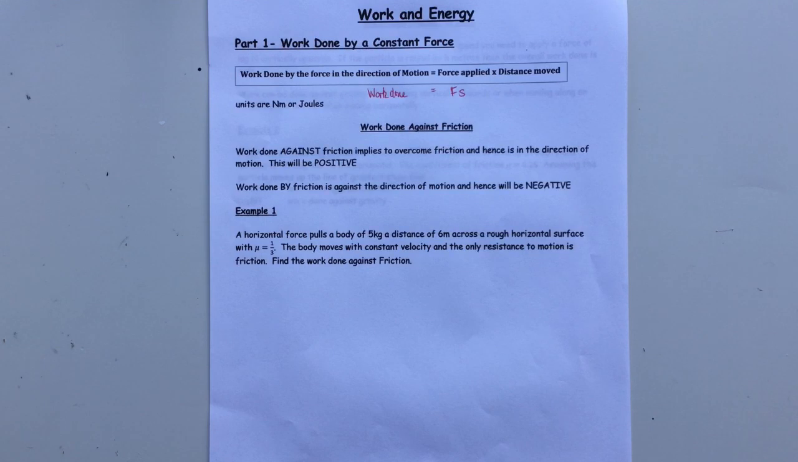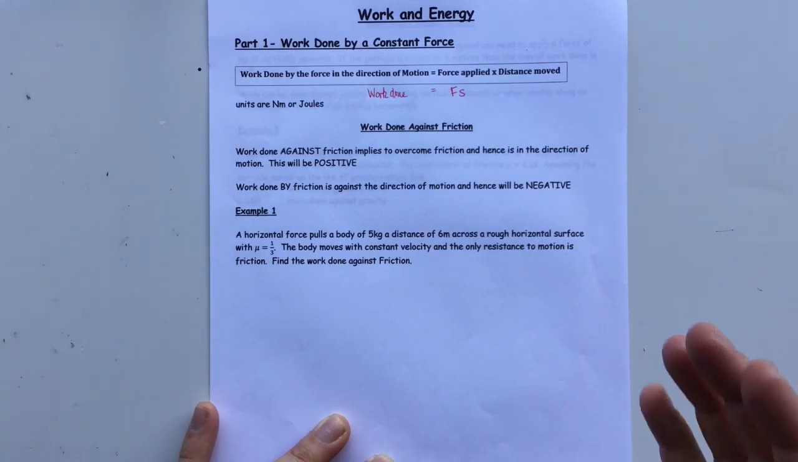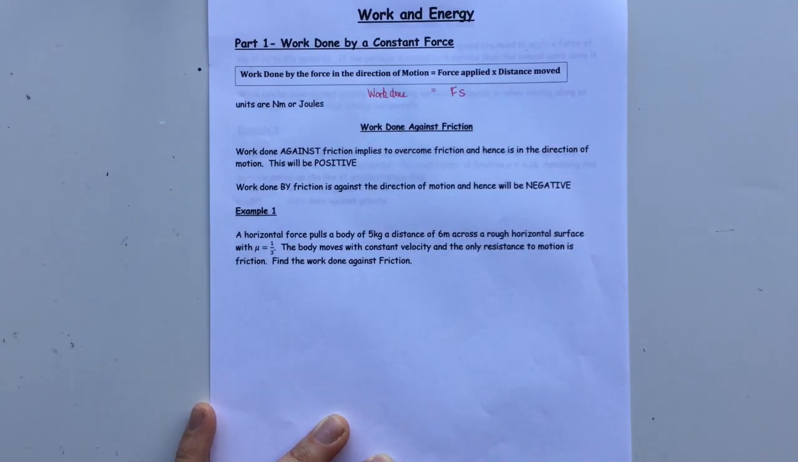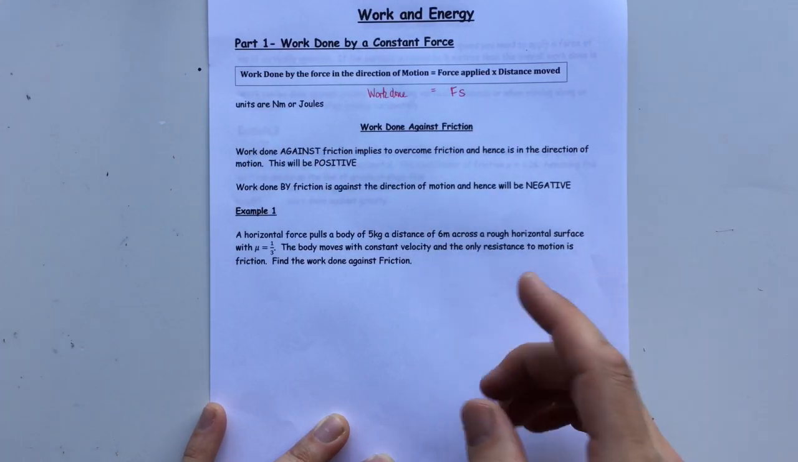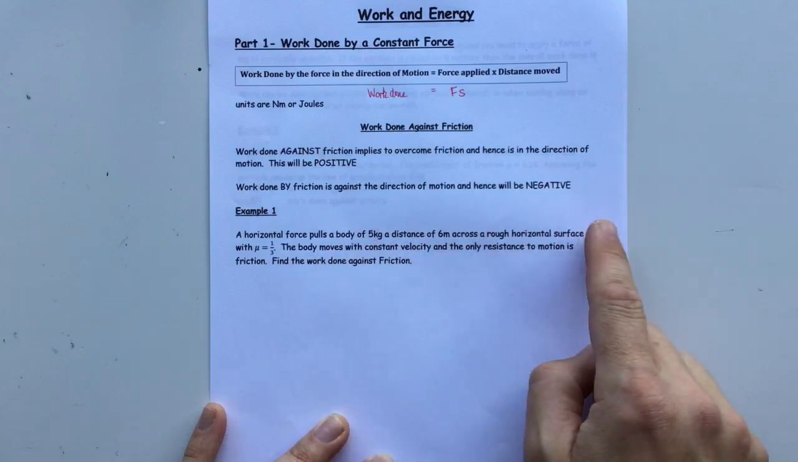A couple of different types of work done in particular. One is against gravity and one is against friction. And first we'll look at friction here. Work done against friction implies we need to overcome a friction. We know that friction has a frictional force which will act against the motion. And so if we push something for 5 meters, then the work needed to overcome that friction is the frictional force times 5 meters.